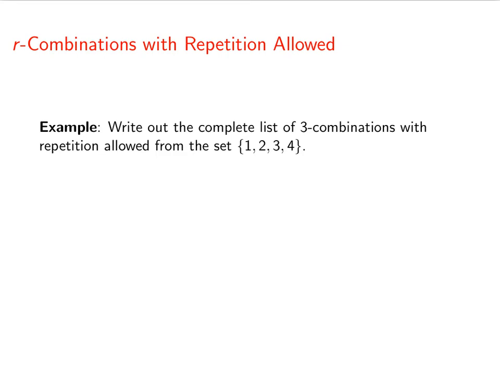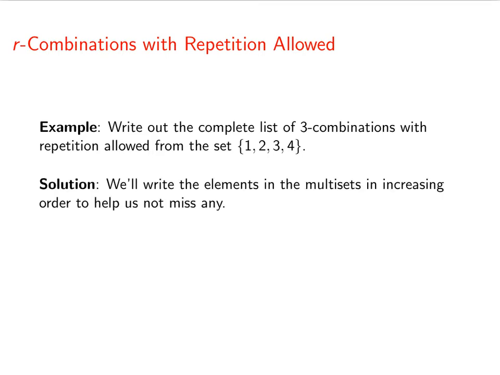Hello, discrete math fans. Let's write out the complete list of 3 combinations with repetition allowed from the set 1, 2, 3, 4. Now we're going to write all the elements in the multisets in increasing order just to help us not miss any.